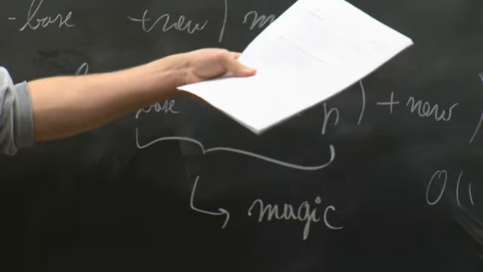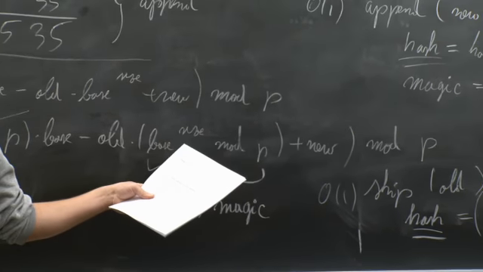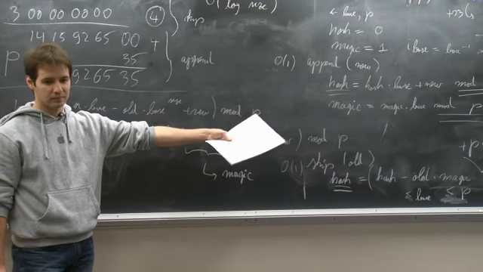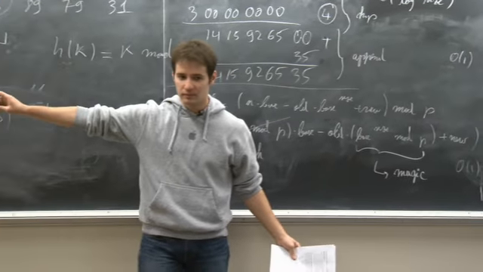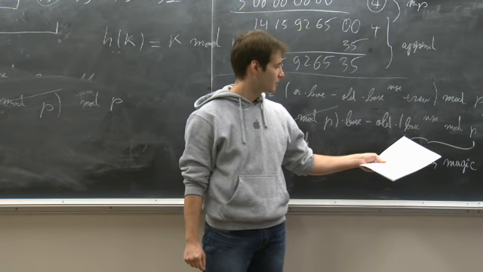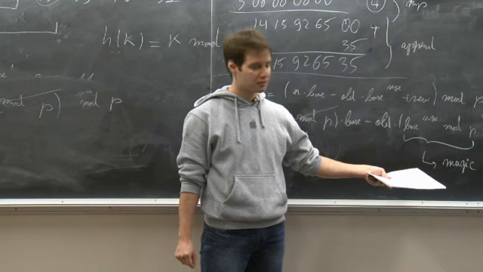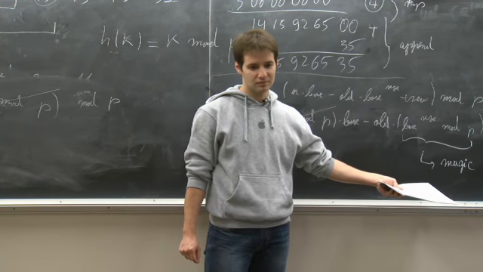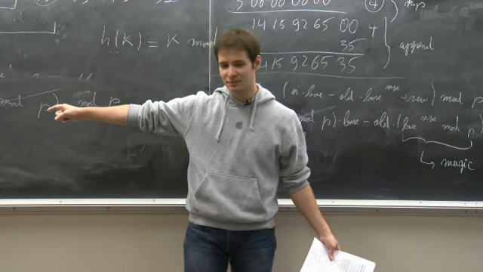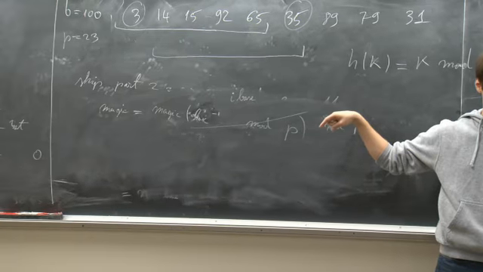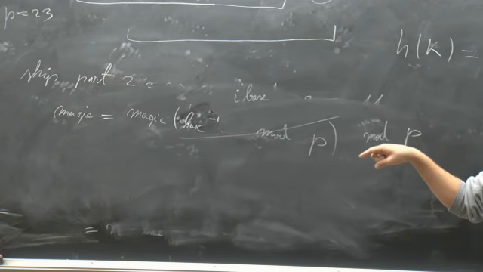When I do an append, the size increases by 1, and I multiply by base, do modulo p. When I do a skip, the size decreases by 1. So I have to change magic, because magic is always base to the size. So I have to update it. Initially I wanted to update it by dividing magic by base, right?